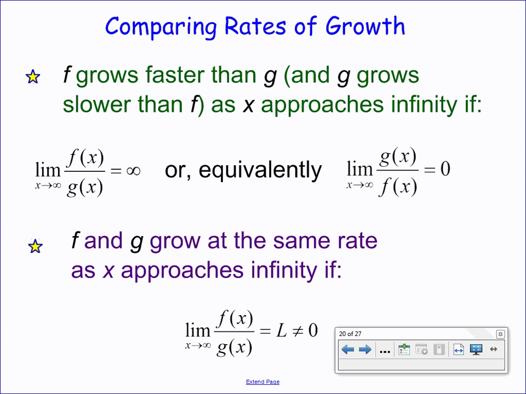f grows faster than g, and equivalently, g grows slower than f as x approaches infinity, if the limit as x approaches infinity of f of x over g of x is infinity, or equivalently, the reciprocal, the limit as x approaches infinity of g of x over f of x equals zero. f and g grow at the same rate as x approaches infinity if the limit of their quotient equals some non-zero constant, call it L. It doesn't matter if that constant is positive or negative, negative 1/4 or positive 2/3. If it equals some constant, then we say that they grow at the same rate as x increases without bound.